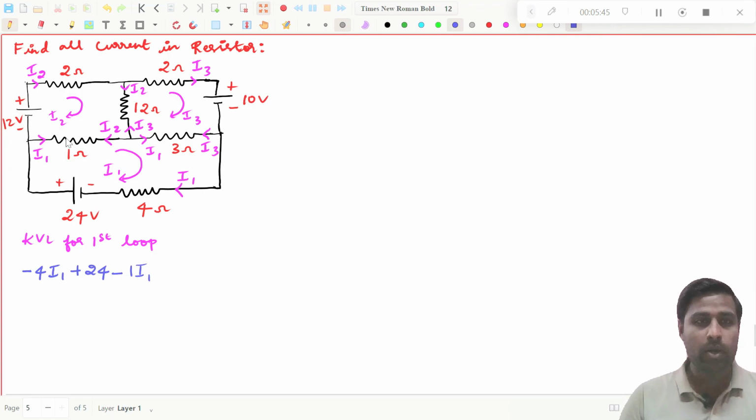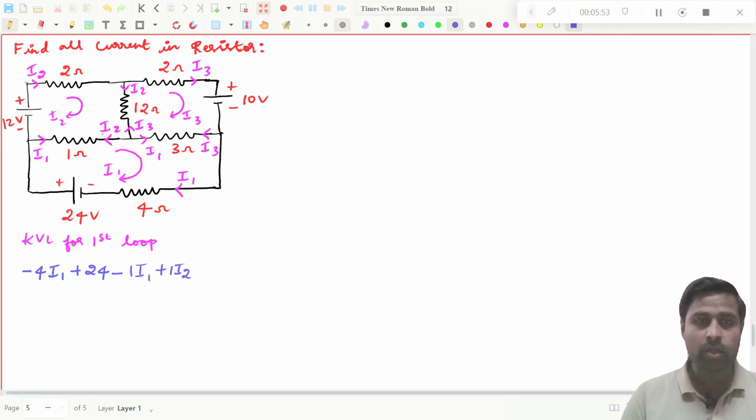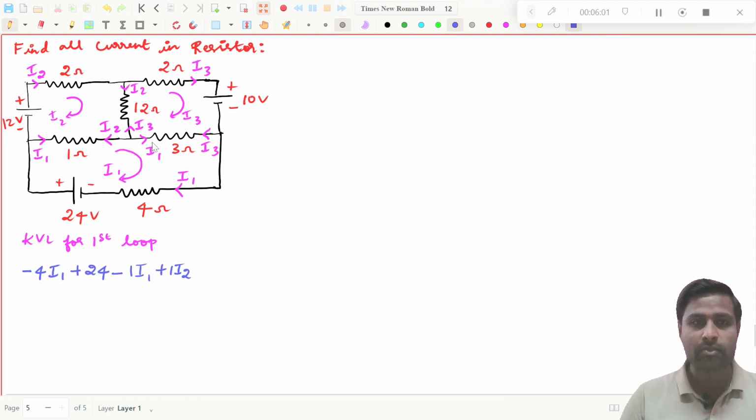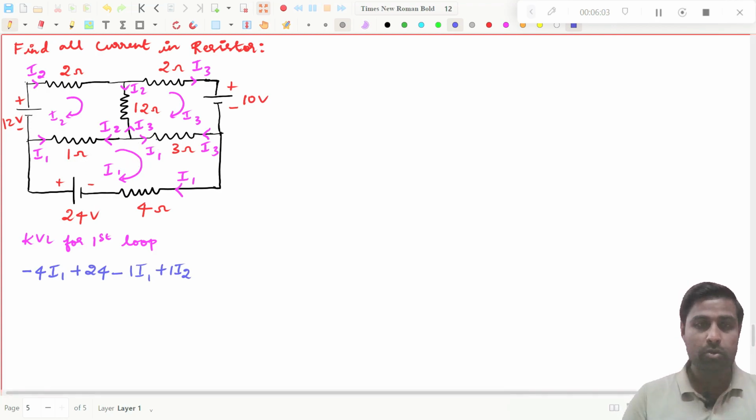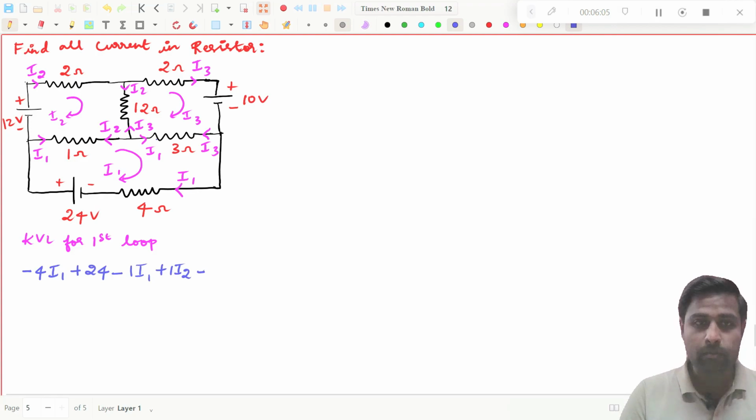Then you have to go in this direction. You see I2 is coming opposite to you, so you have to put plus 1 into I2. Then you have to go in this direction. You see, this is I1, right? I1 is in the same direction as you are going. So what you have to put? You have to put minus 3 into I1.